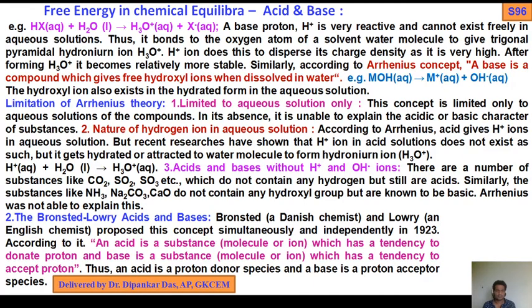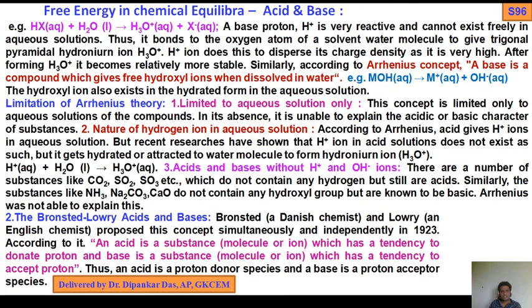CO2 reacts with water to form carbonic acid, H2CO3. In cold drinks, you are inserting carbon dioxide gas, which dissolves in water to form carbonic acid. That's slightly acidic, less than pH 7. This is the limitation of Arrhenius theory. This is very important also. Write down the limitations or drawbacks of Arrhenius theory.